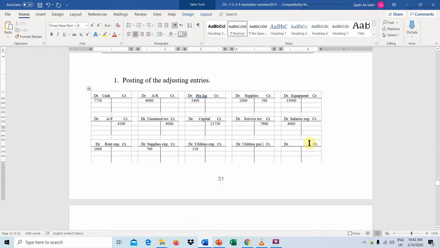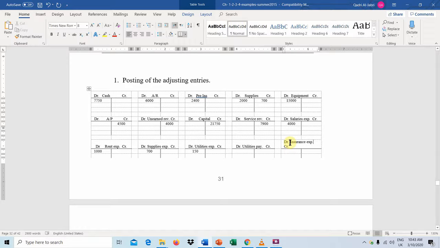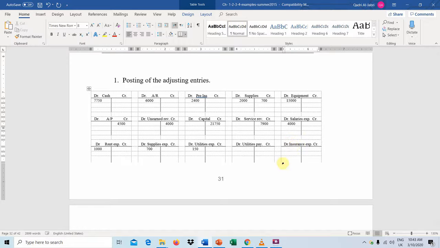The next one, we have insurance expense. Again, we don't have any insurance expense, so I will record insurance expense. And I will debit this insurance expense by 200.